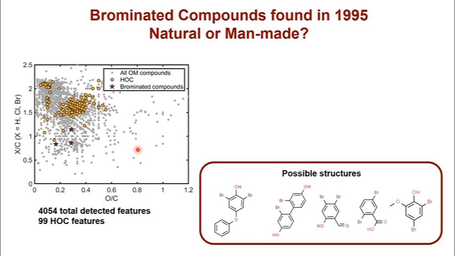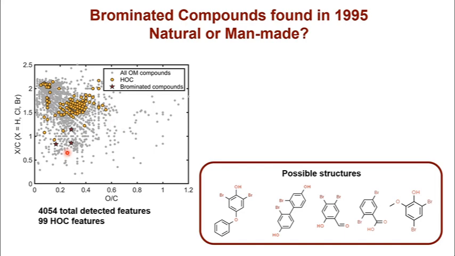99 chemical features were assigned as HOC. So in slide number one, when I told you that in the natural product world they identified 5,000 through the decades, 99 for one sample is kind of exciting. So I was like, oh, wow. So that's important. And the star sign shows brominated compounds because I want to know, are they related to the PBDE compounds?